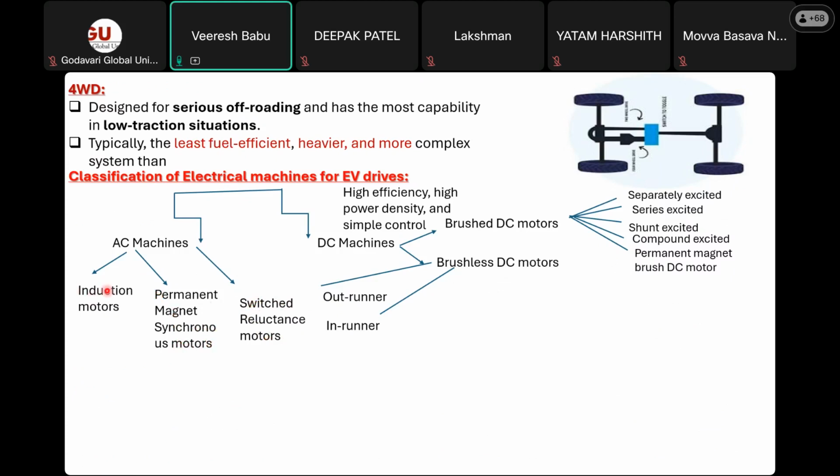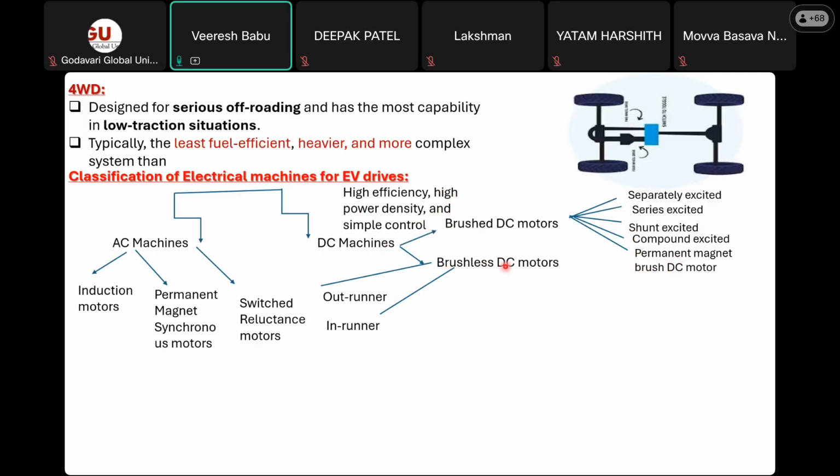And this is an induction motor, which we simply call IM. Other types of drives are going to be DC motors, to be precise, and these are of two types: brushed DC motors and brushless DC motors. In the brushed DC motors, you have separately excited, series excited, shunt excited, compound excited, and permanent magnet brushed DC motors. These DC motors are normally used for high efficiency, high power density, and they are simple as far as control is concerned.